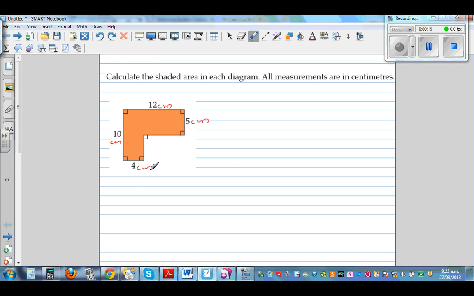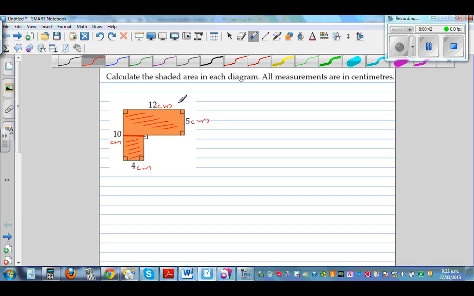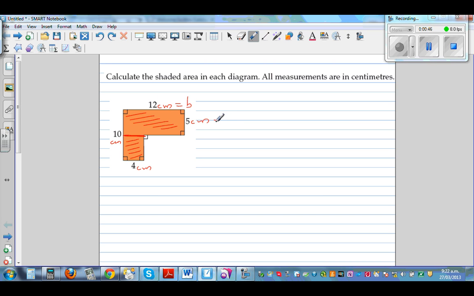You can do this in two different ways, but I'm going to do it in only one way. I'm going to split this into two rectangles. I'm going to draw a line here, and I want to find the area of this rectangle and the area of this rectangle. To find the area of a rectangle, you need base times height. For the top, we know this is the base and this is the height, so it is very easy. The top area would be 12 centimeters times 5 centimeters. It's good practice to write the unit along with the measurement, so that is 60 centimeters squared.